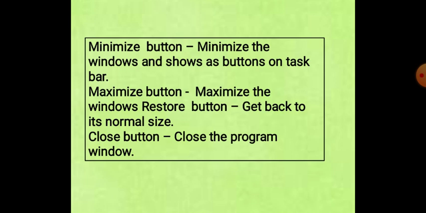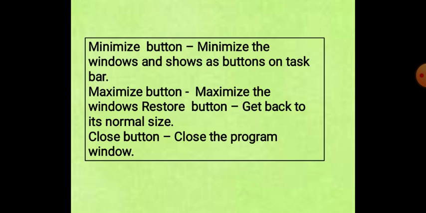Minimize button is used to minimize the window. When we are working in a Word window and we want to do some work and we don't want to work for a time period, we don't want to close the window, we just want to close it for some time period, then what we can do, we can minimize it. In place of closing completely, we can minimize it and it will be placed as a button on the task bar.